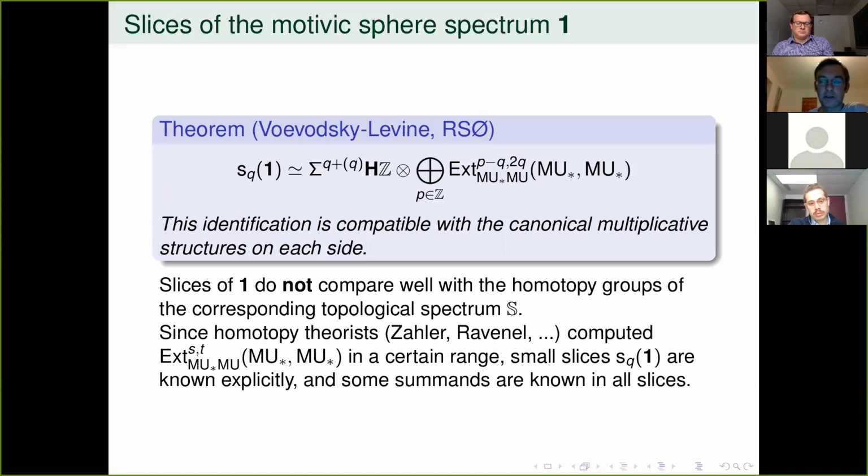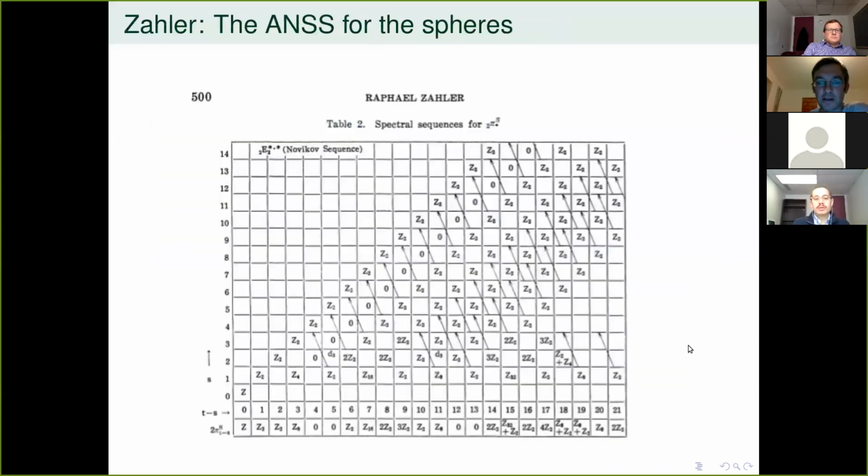And here, borrowing knowledge from homotopy theorists like Zahler and Ravenel, we can explicitly write down a couple of slices. So here's a picture from Raphael Zahler's Annals paper on the Adams-Novikov spectral sequence at the prime 2. I hope this is visible enough. Down here is the two-primary part of the stable homotopy groups of spheres, and this here is what the E2 page says.